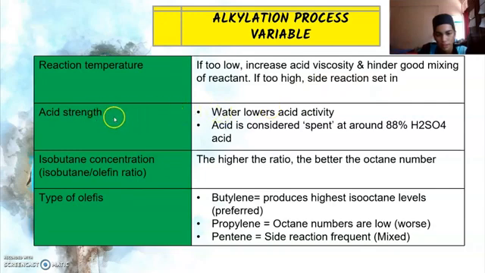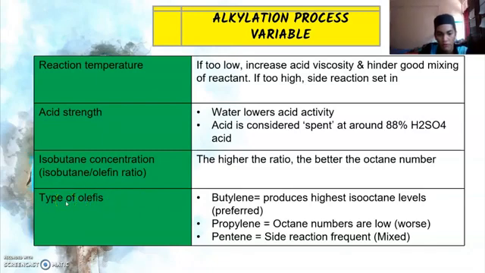The second one is acid strength. The presence of water will lower acid activity. Acid is considered spent at around 80% sulfuric acid. For the third variable, the higher the ratio, the better the octane number, which means the olefin must be surrounded by isobutane. So in the reaction, the isobutane must be in excess to increase the performance of the process.